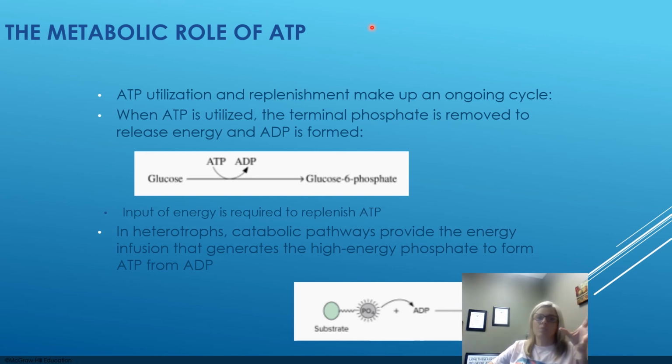It's also used to prepare molecules for catabolic reactions, like when a 6-carbon sugar is phosphorylated in glycolysis, okay? And so you're doing the opposite, okay? If ATP is used to remove, it's going to release energy and needs to be recreated. This, however, requires an input of energy from somewhere, okay? In heterotrophs, catabolic pathways provide energy that is needed to generate that high energy phosphate.